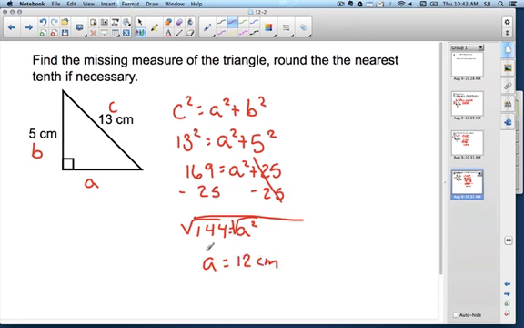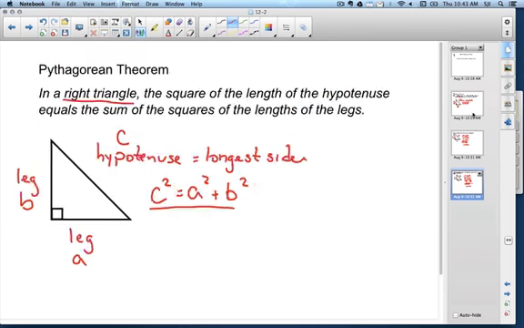And that seems to make sense because the length of that leg is less than the hypotenuse. So that means this could be the length right here, 12 centimeters. So that's how you use the Pythagorean theorem. Remember that it's C squared equals A squared plus B squared. C is the hypotenuse, which is directly across from the right angle. A and B are the legs, which are right next to the right angle, and it doesn't matter which one you call A and which one you call B.